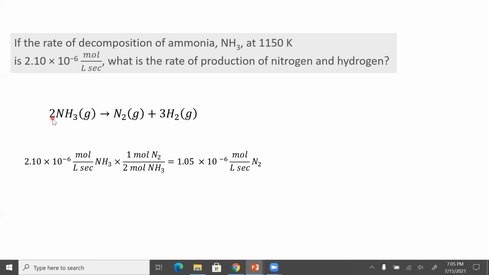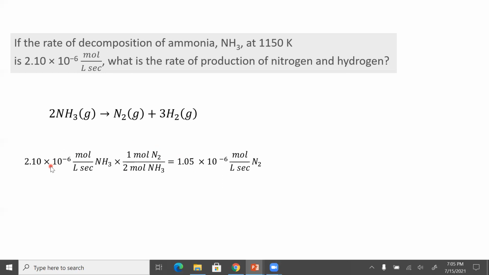The balanced equation tells us we have a 2-to-1 ratio of ammonia to nitrogen. Well, we want to cancel out ammonia and go to nitrogen. So we're going to put the 2 on the bottom and the 1 on the top, meaning that the ammonia will be decomposed at a rate twice the nitrogen being produced. So the rate of production of nitrogen is 1.05 times 10 to the minus 6, half of the consumption of ammonia.